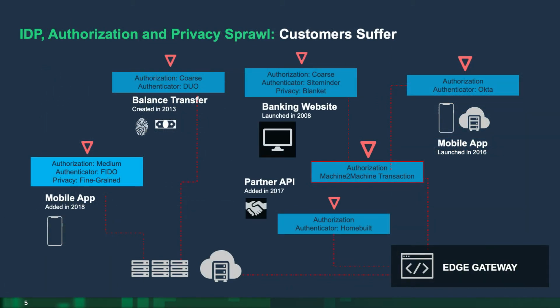And so if we look at what's happening today, right, we just see a massive sprawl, and this actually came from one of our customers, of identity providers, authorization, authentication, and privacy. And if we just take a couple of these, we see that we have authorization happening at a coarse grain with a Duo-based authenticator. We have authorization happening at medium grain with a FIDO-based authentication. We have authentication happening machine to machine, we have authorizations happening machine to machine with no authentication. And we have things that are home built. And all these pieces have to work together, right, to secure a transaction across our cloud native services.